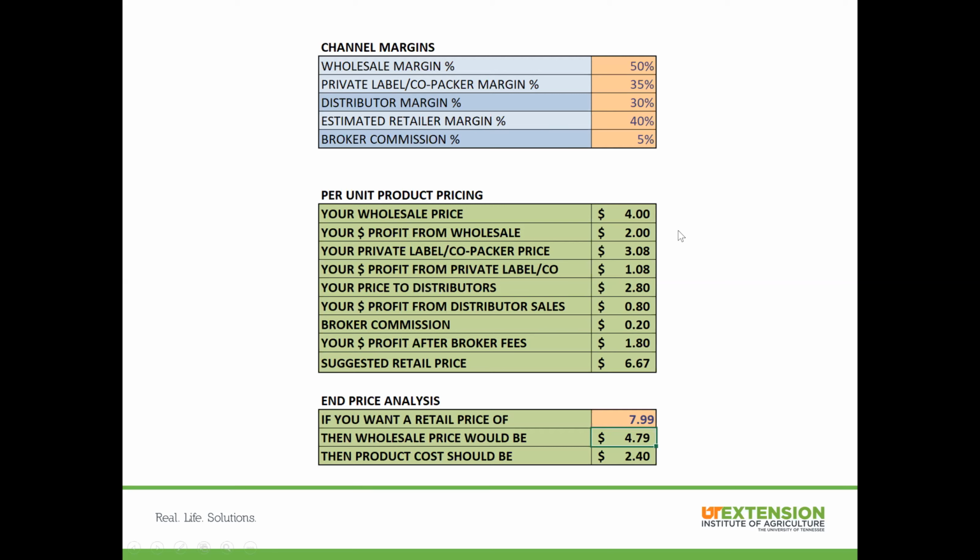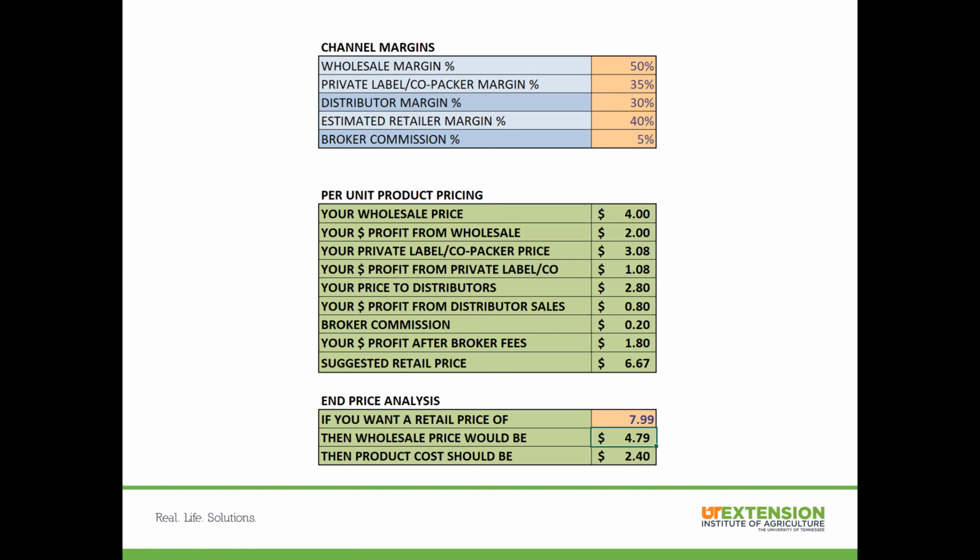All right, so let's assume that we're working with someone as a co-packer or private label. In that case, we might be willing to accept a lower margin. Let's say that we want 35% of the co-packer price that we charge to be our profit. In that case, our private label or co-packer price would need to be $3.08.